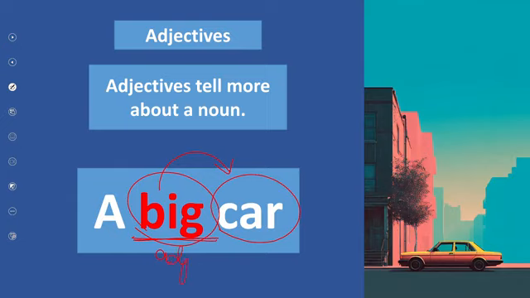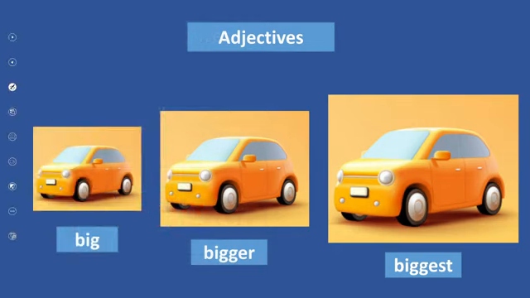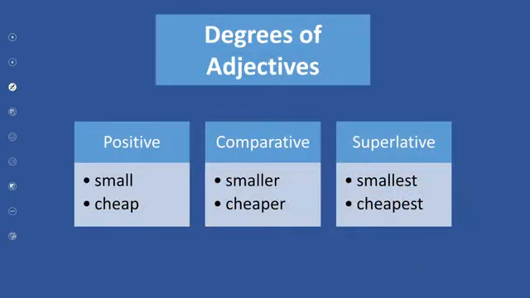Now let's see, if we have more variety of cars out there, we need to have different types of adjectives. For example, big, bigger, and biggest. Now what are these? These are the degrees of adjectives. If it is a simple adjective, we call it positive. When it compares two things together, we call it comparative. And when it tells that this is the largest degree, we call it superlative.